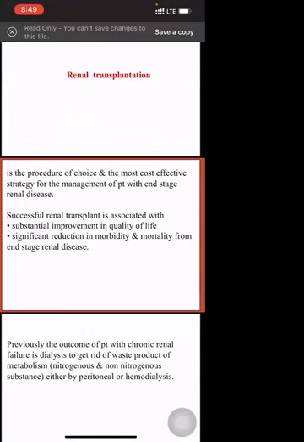Successful renal transplantation is associated with substantial improvement in the quality of life and significant reduction in the morbidity and mortality from end-stage renal disease. So it is a magic solution for this problem of end-stage renal disease, because it decreases the morbidity and mortality, and at the same time it improves the life quality of the patient, and significantly reduces the need for medical aid if the renal transplantation succeeds.